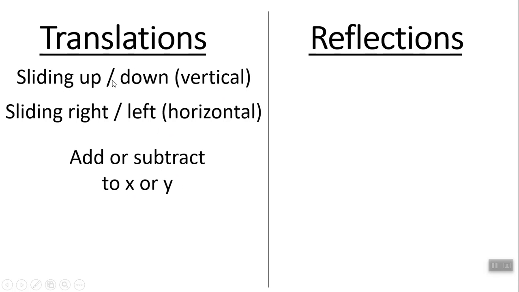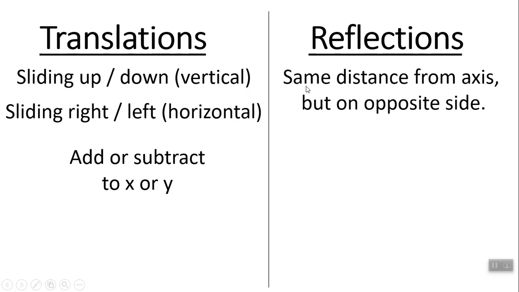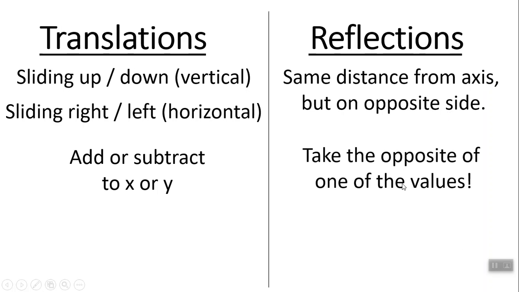Now, if you need a review on that, I've got videos that explain that more thoroughly. Reflections, that's when your dot, your point, your shape is going to be at the same distance from a certain axis, but on the opposite side. This is where you're taking the opposite of one of the values. And when I say the values, I'm talking about X or Y. So moving on, let's go ahead and just get into this.